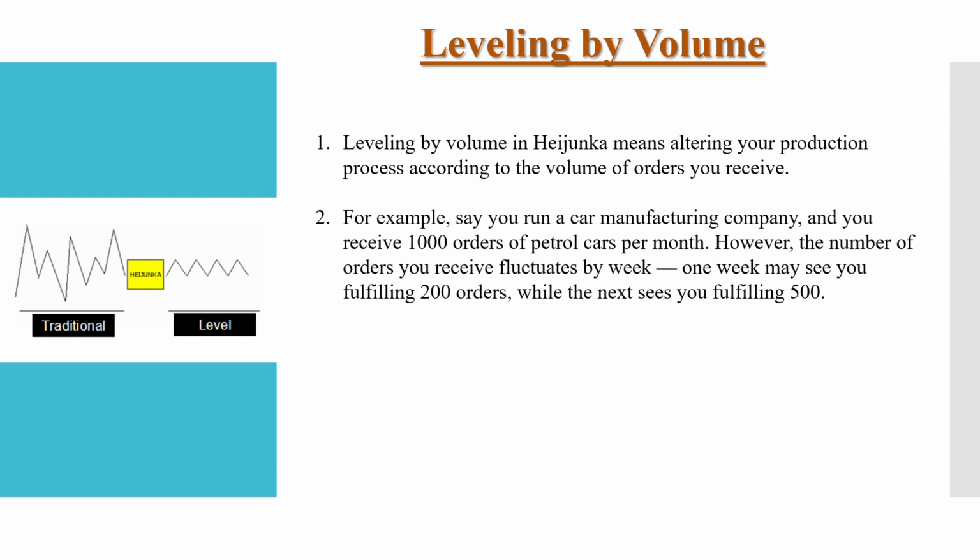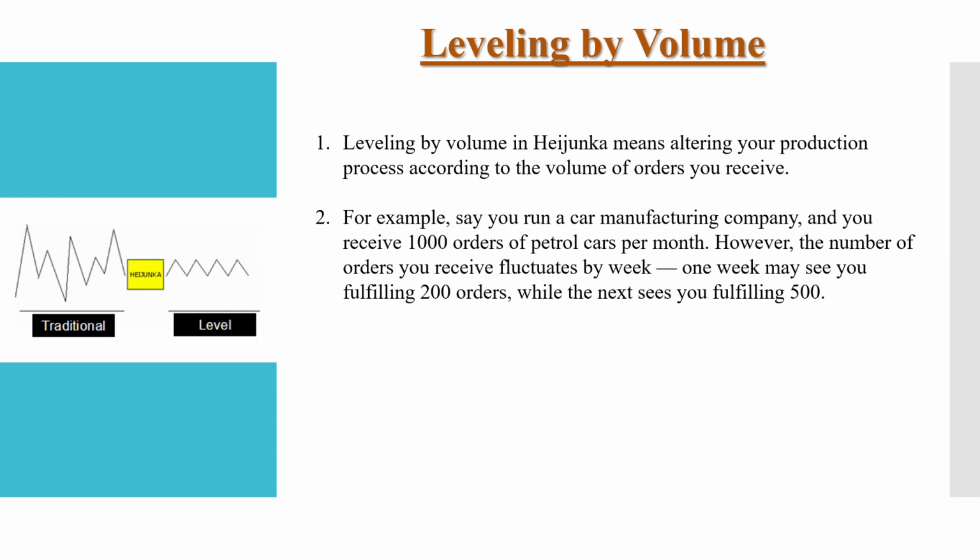Next is, for example, say you run a car manufacturing company and you receive 1,000 orders of petrol cars per month. However, the number of orders you receive fluctuates by week. One week may see you fulfilling 200 orders, while the next sees you fulfilling 500 orders.